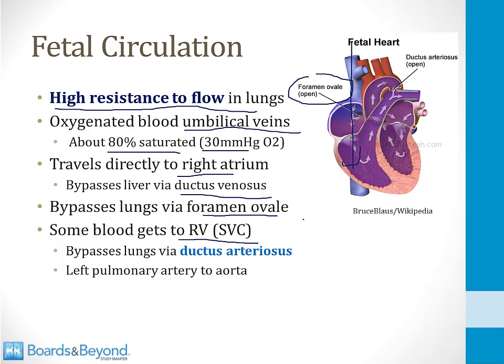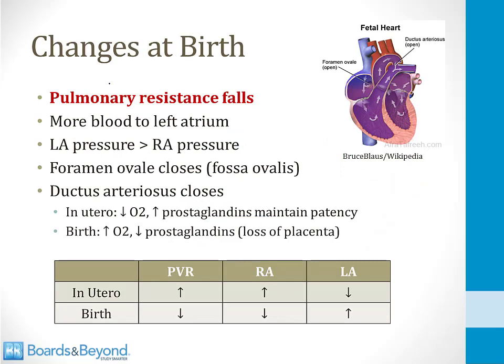But there's a second bypass structure for the lungs called the ductus arteriosus. This is shown in this picture here. It connects the pulmonary artery to the aorta. So once again, this allows blood to bypass the lungs. If you remember that resistance to flow in the lungs is very high in the womb, then it's easy to remember that the major change at birth is that pulmonary resistance falls.